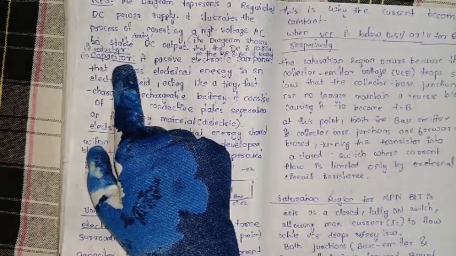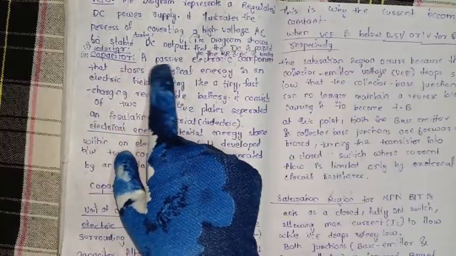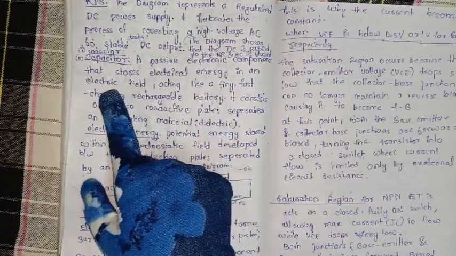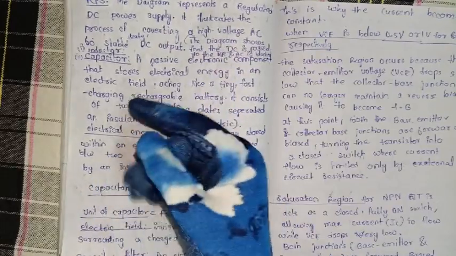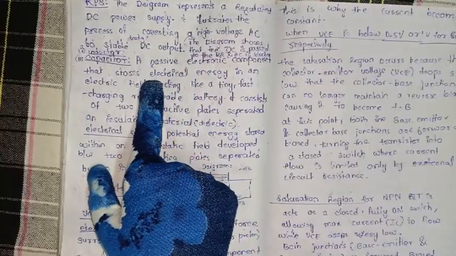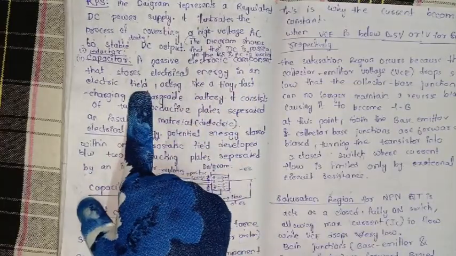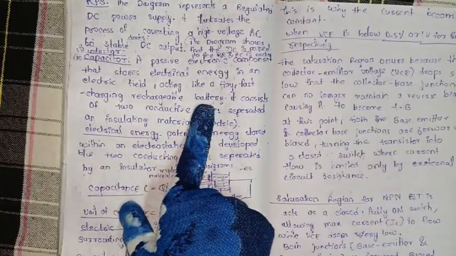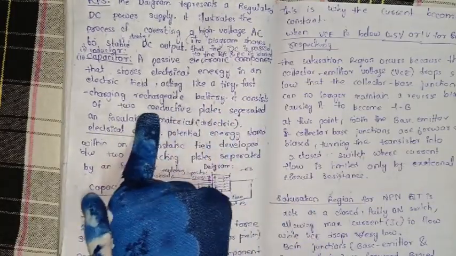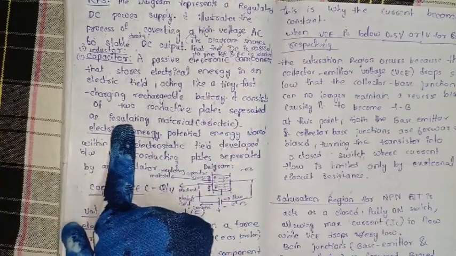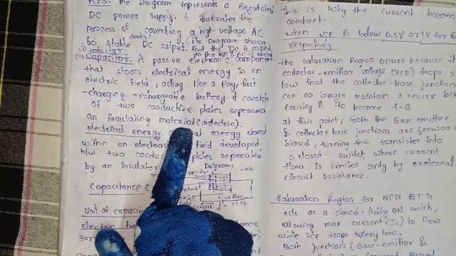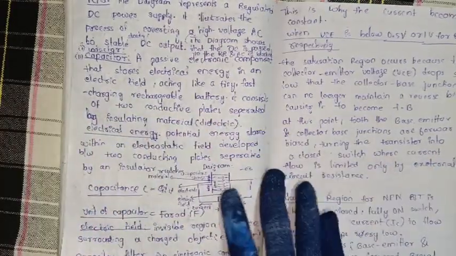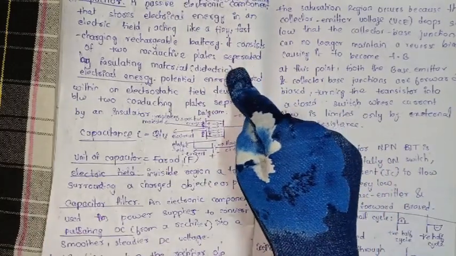It is either an inductor or a capacitor. We will see about the capacitor. A capacitor is a passive electronic component that stores electrical energy in an electric field, acting like a tiny fast-charging rechargeable battery. It consists of two conductive plates separated by an insulating material, which is also called a dielectric.